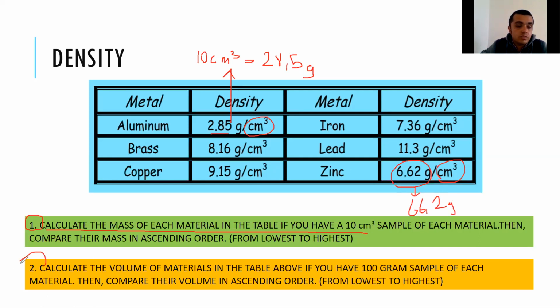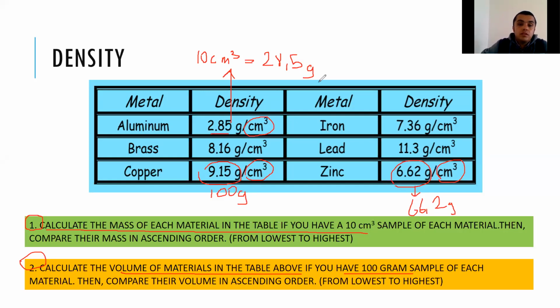What about the second question? I would like to explain it also. Calculate the volume of materials in the table above. If you have 100 grams, for example for copper, if you have 9.15 grams, it's 1 centimeter cube. What do I need to do? I need to use this ratio. If you have 100 grams, that's 1 times 100, so that's going to be 100 divided by 9.15.